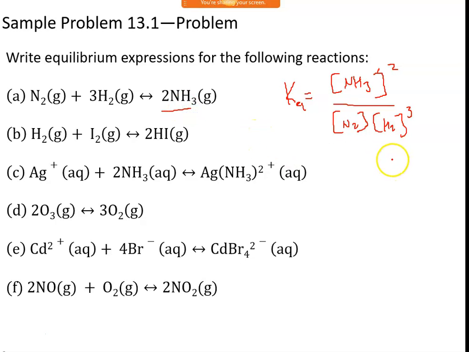Like for example, if I have a KEQ equal to 100, that means I have 100 times more product than I do my starting materials. That's kind of what that tells you, right? Because if it's 100, it's 100 over 1. So it means that my product is 100 times the concentration of our reactants.